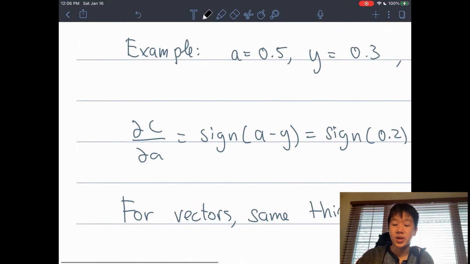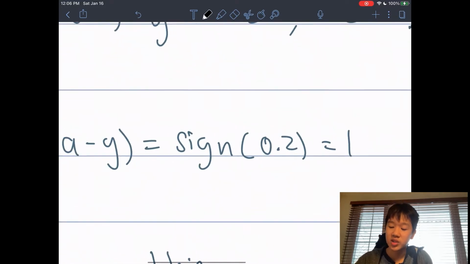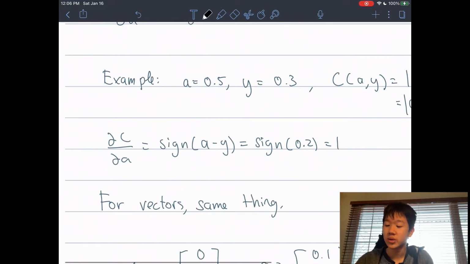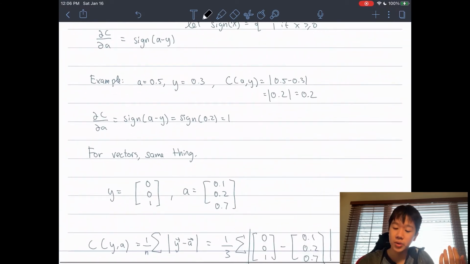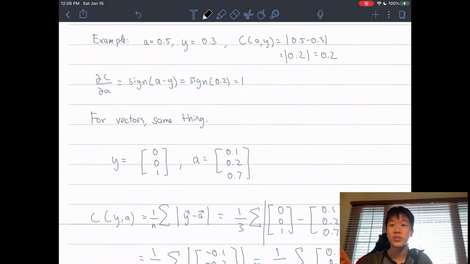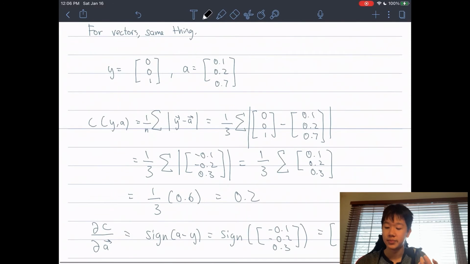So we have that del c over del a is equal to sign of a minus y, and the sign of 0.2 is equal to 1. So this is still correct. If we had multiple outputs, then we would have an output vector. Let's say I have an output vector which is 0, 0, 1. This is what I'm expecting. And then I have a prediction, and that's going to be 0.1, 0.2, and 0.7.